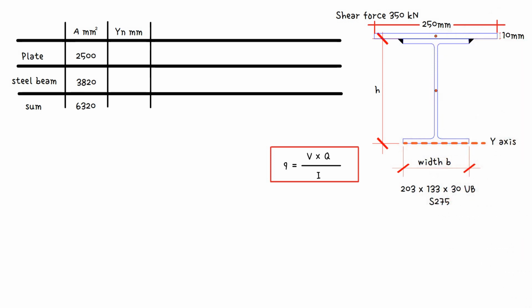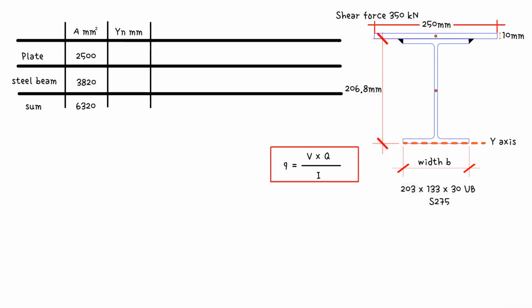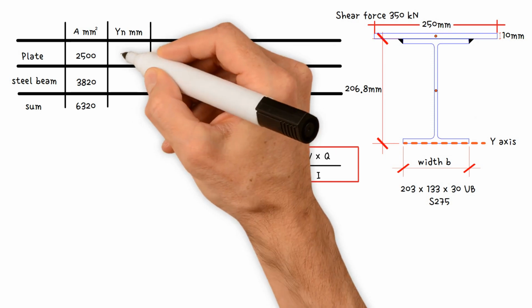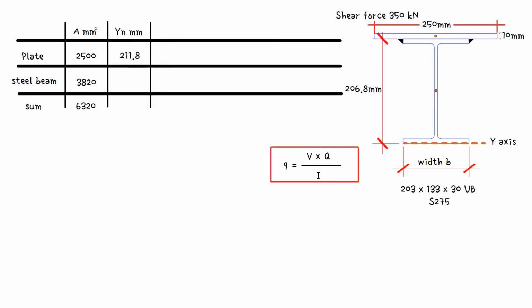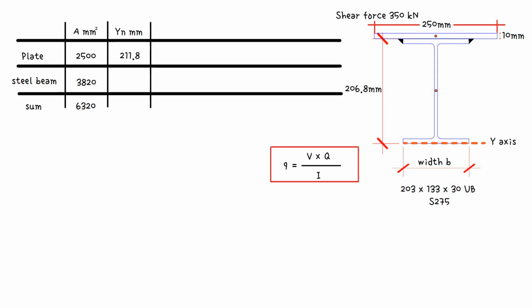For the plate, yn equals half the plate thickness, 10 divided by 2, which is 5 mm, plus the height of universal beam, 206.8 mm. This gives us a value of 211.8 mm. For the steel beam, yn equals half of the beam height, that's 206.8 mm divided by 2, which is 103.4 mm.